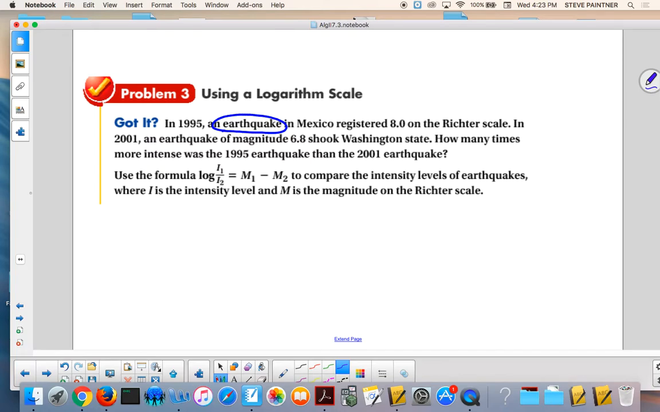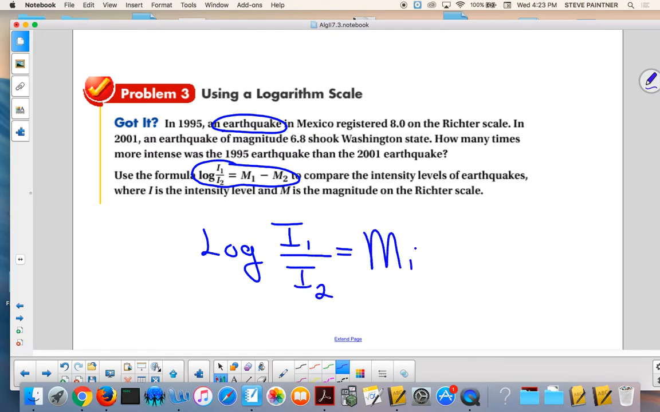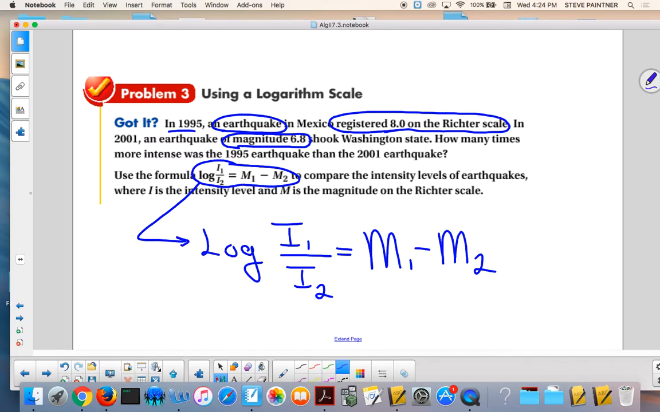All right, so if I just quick copy this equation down, this is the equation you're going to be using. It says log of I1 over I2 equals M1 minus M2. You got to know what everything means here, so let's read this problem. It says in 1995, an earthquake in Mexico registered an 8.0 on the Richter scale. Just so you know, this is the magnitude, 8.0. In 2001, an earthquake of magnitude 6.8 shook Washington State. How many times more intense was the 95 earthquake in Mexico than the 2001 earthquake in Washington? How many more times intense? Was it 5 times more intense, 20 times more intense? That's what you're trying to find out. Use this formula to figure out how intense Mexico was compared to Washington.